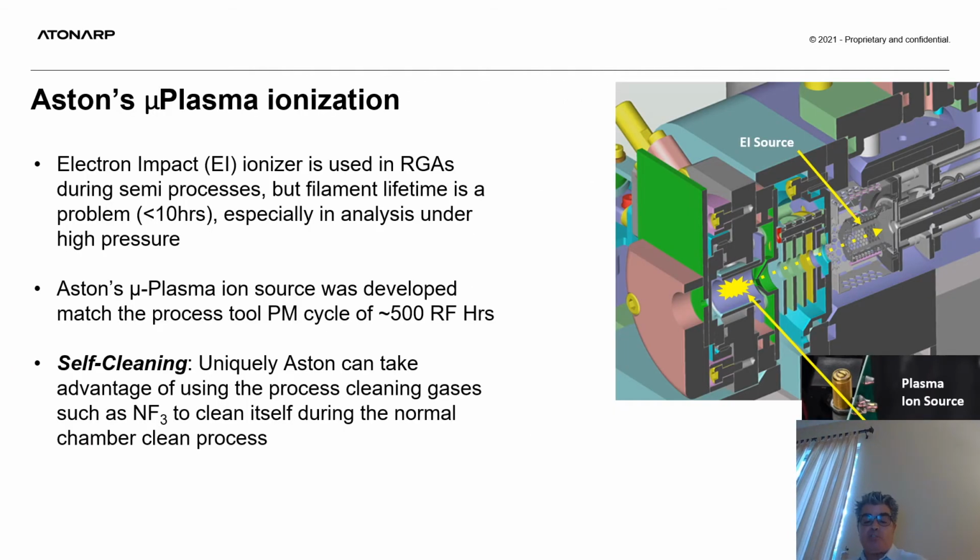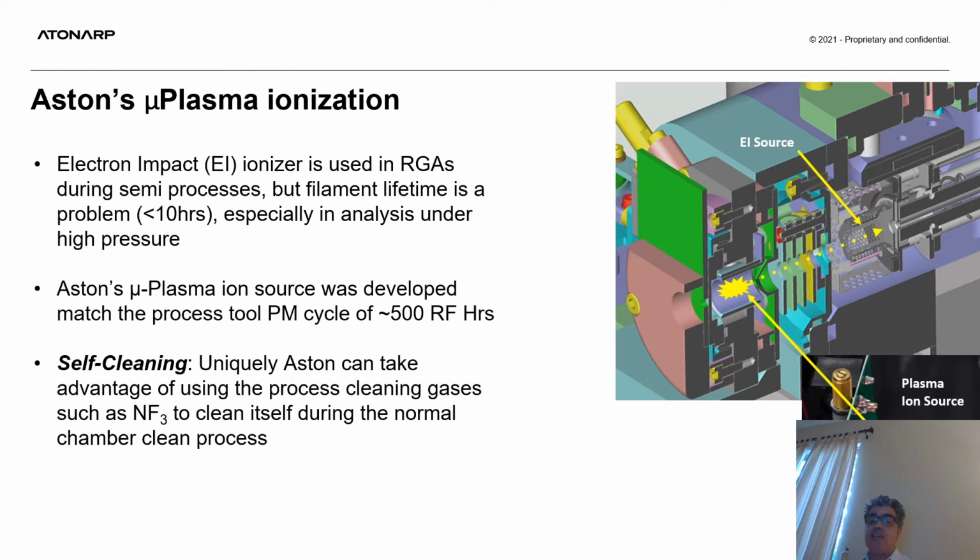Let's now talk about the two enabling technologies developed for ASTON, namely the microplasma ionizer and the hyperquad sensor. Electron impact ionization using hot filaments has been widely used in conventional RGAs. The high rate of reactivity of the hot filaments with the ambient gases, especially corrosive gases such as fluorine and chlorine, drastically limits their lifetime due to poisoning effects.